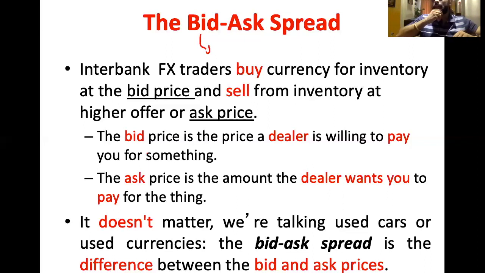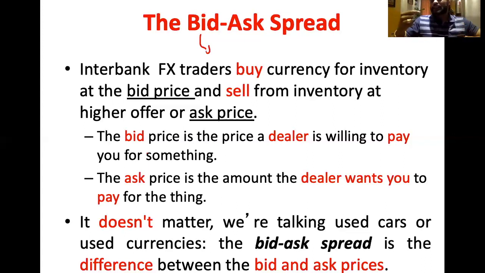All right, I repeat, bid is buy. The bid price is the price at which you are willing to buy foreign currency. And the ask price is the price at which you want to sell your currencies. That's called selling. Ask is sell, bid is buy.